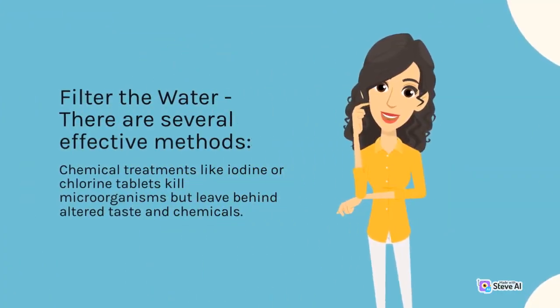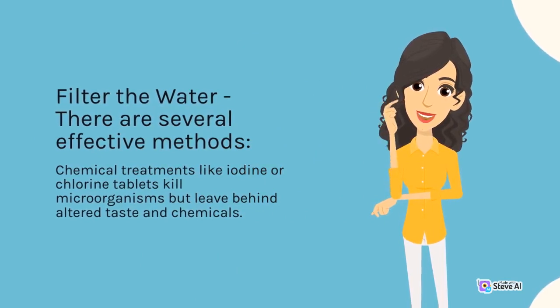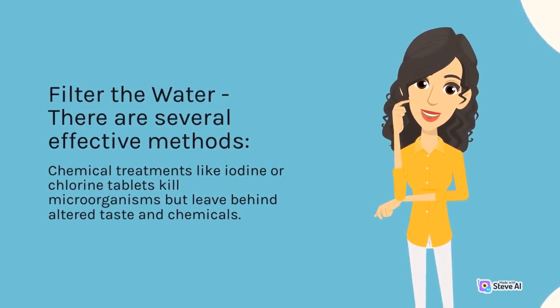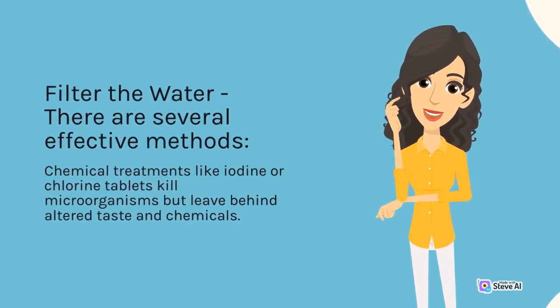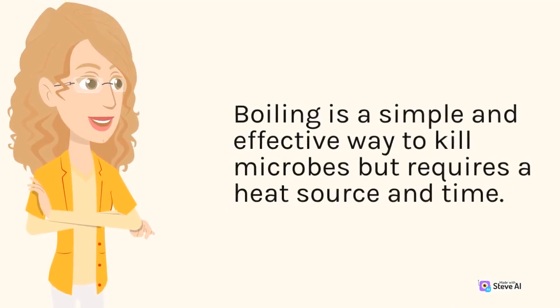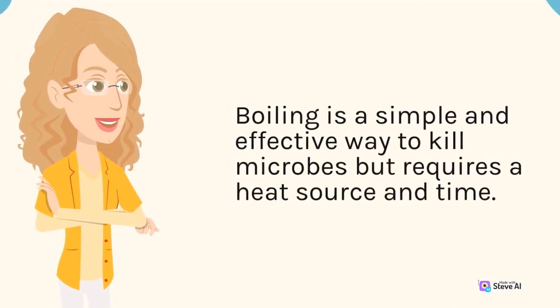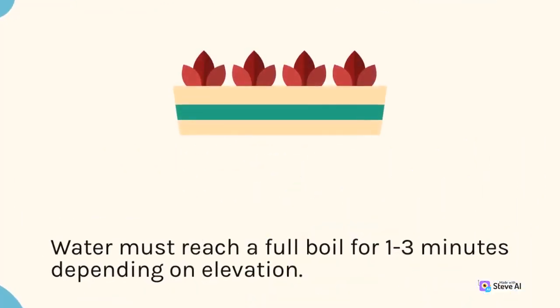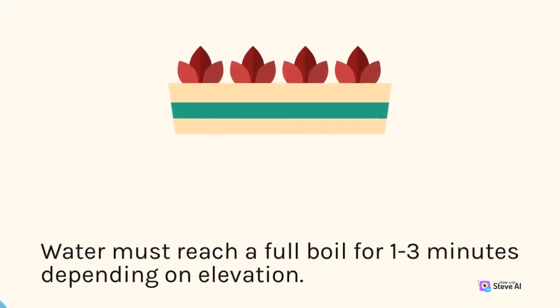Filter the water. There are several effective methods. Chemical treatments like iodine or chlorine tablets kill microorganisms but leave behind altered taste and chemicals. Boiling is a simple and effective way to kill microbes but requires a heat source and time. Water must reach a full boil for 1 to 3 minutes depending on elevation.